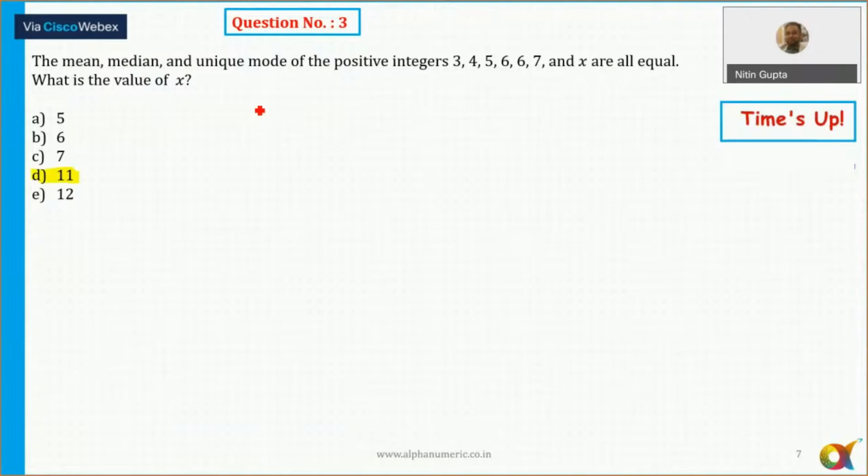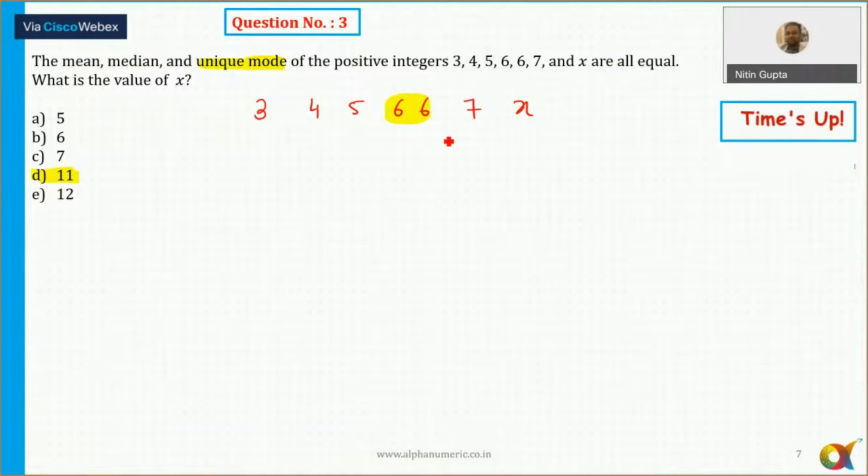So now from here, if I write down all the numbers 3, 4, 5, 6, 6, 7, and x. Now, which is the term? Because we know that our mode is unique. Okay. So can you guys tell me what are the possible modes? Here 6 is repeating two times.